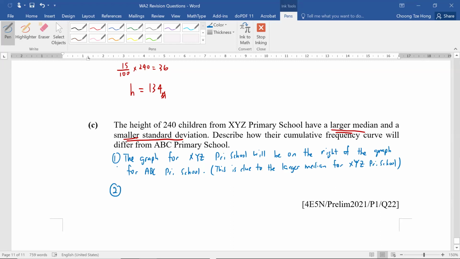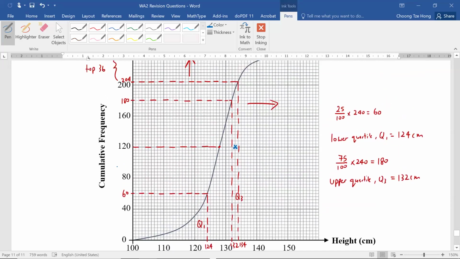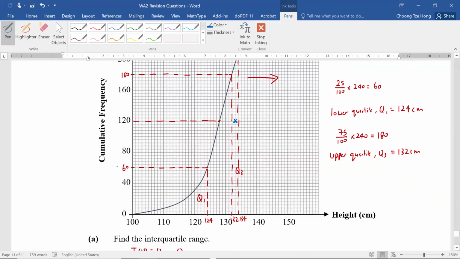Okay, secondly, let's now address the smaller standard deviation. So if you recall, standard deviation measures the spread of data about the center point, basically about the mean. But over here we don't have the mean, so we can assume it is about somewhere about the median. So if the spread is smaller, you can also think about this: the Q1 and Q3 for LC primary school are also likely to be closer together. So you can imagine for LC primary school, these two lines, Q1 and Q3, are going to be closer together.